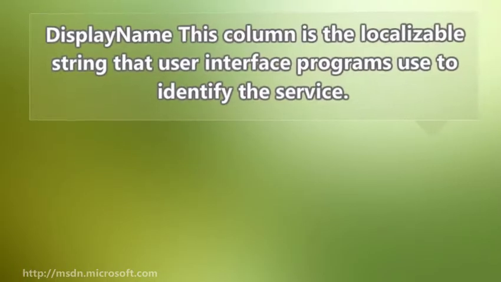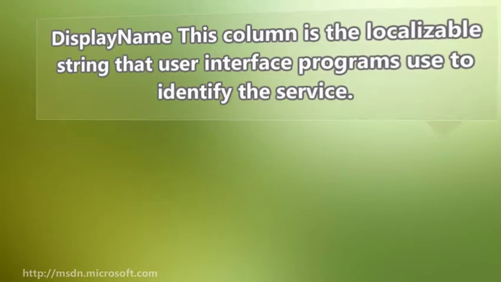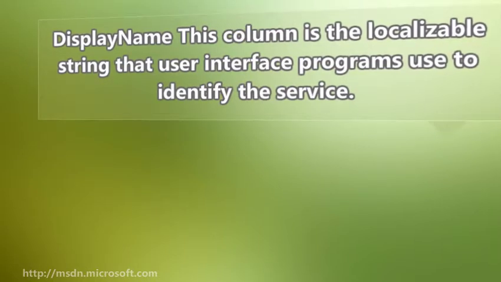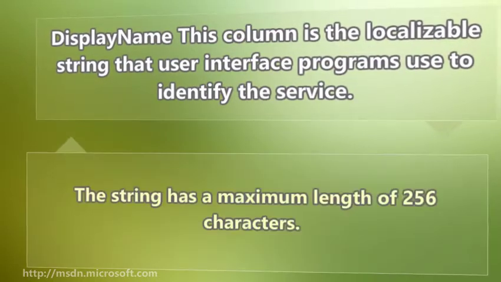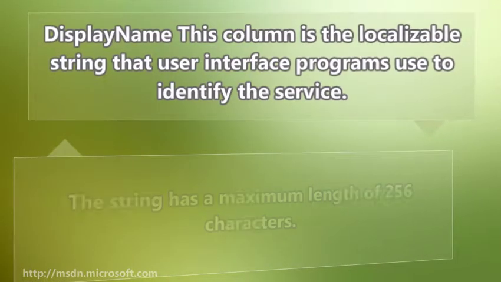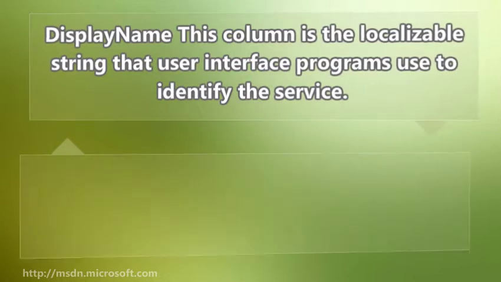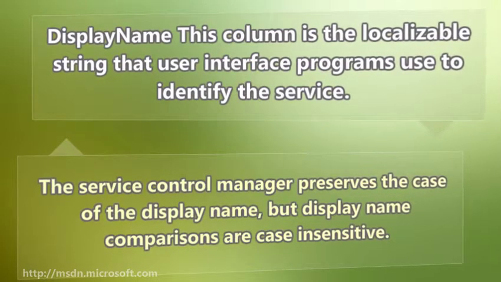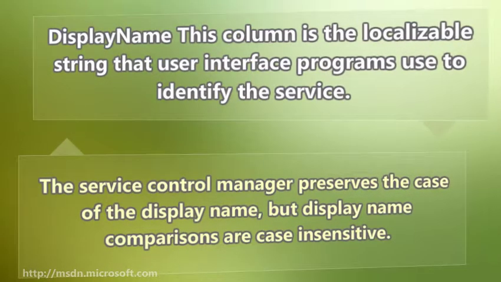The DisplayName column is the localizable string that user interface programs use to identify the service. The string has a maximum length of 256 characters. The Service Control Manager preserves the case of the display name, but display name comparisons are case insensitive.